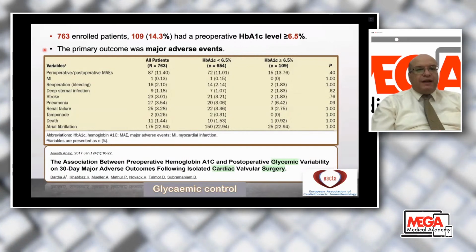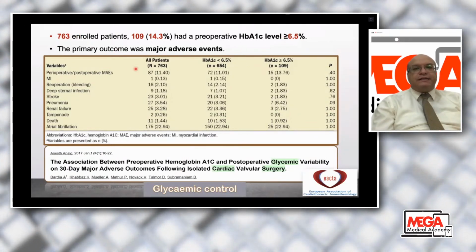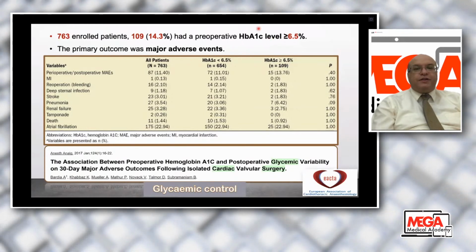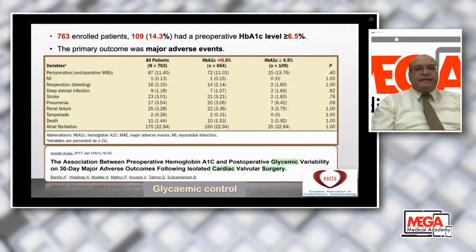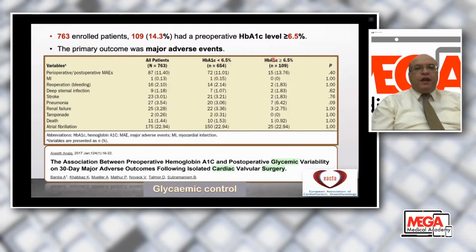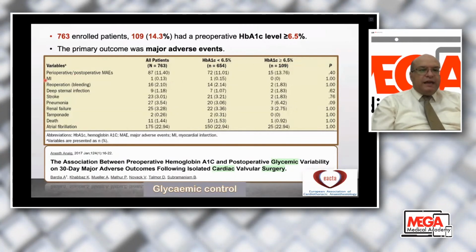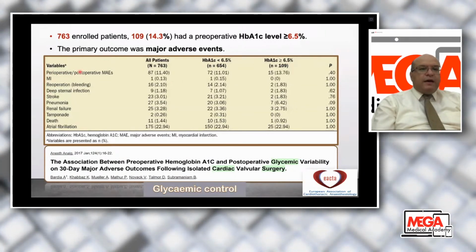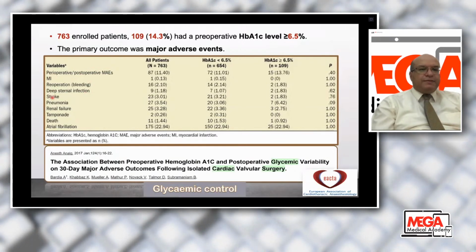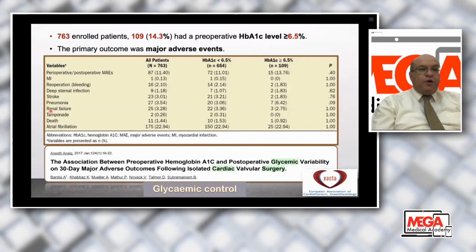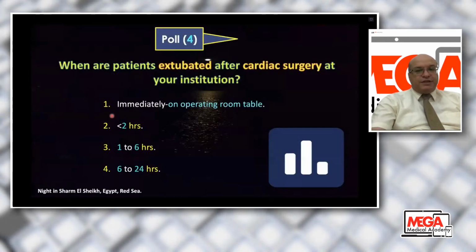Glycemic control. This is a study including 760 patients, and they divided the patients according to the level of hemoglobin A1C, either less than 6.5% or equal to or greater than 6.5%. You can see there is no difference in the risk of complications: myocardial infarction, bleeding, deep sternal infection, stroke, pneumonia, renal failure, terminal death, or atrial fibrillation.